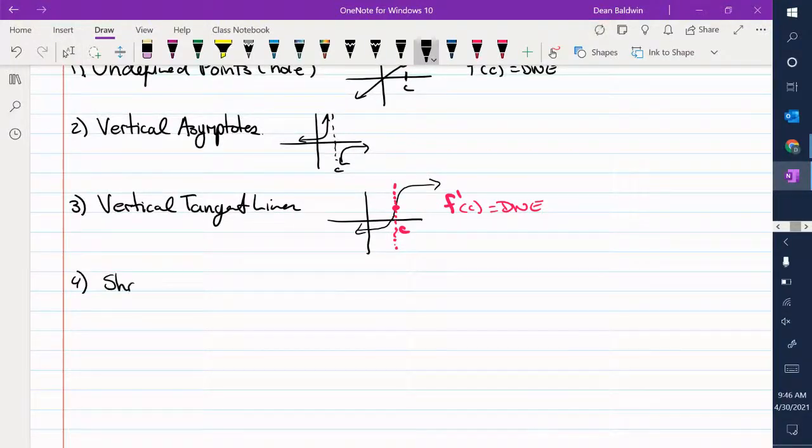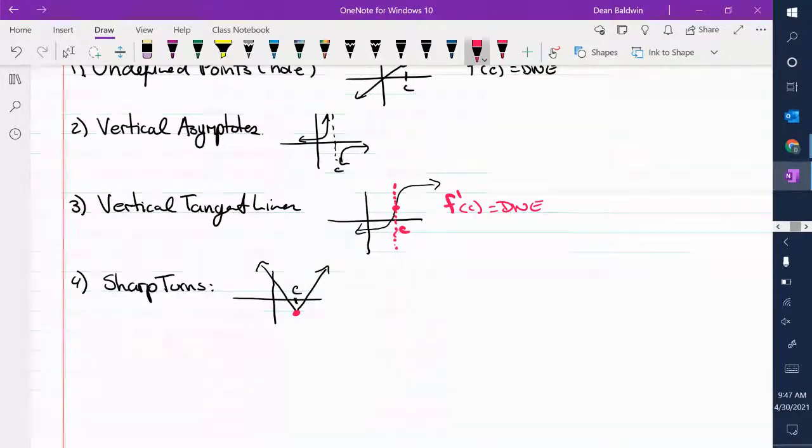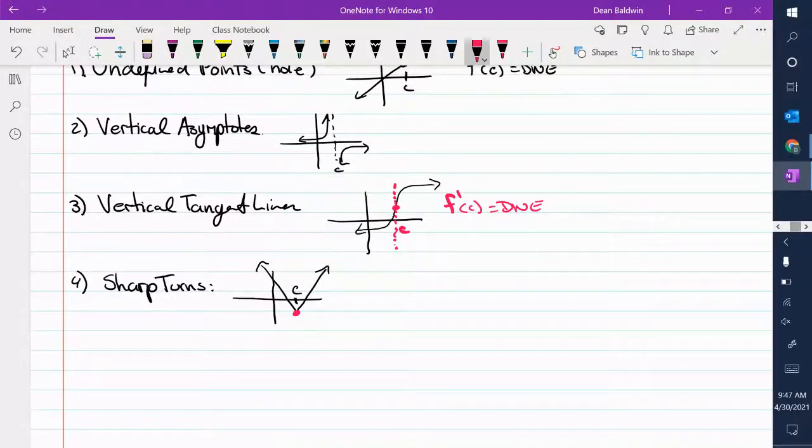And the last one, it's not totally intuitive, are sharp turns. These make more sense once we get into the power rule because you can actually see it. This point right there has no derivative. The derivative does not exist at a sharp turn. Technically all you need to know is that derivatives don't exist at sharp turns.